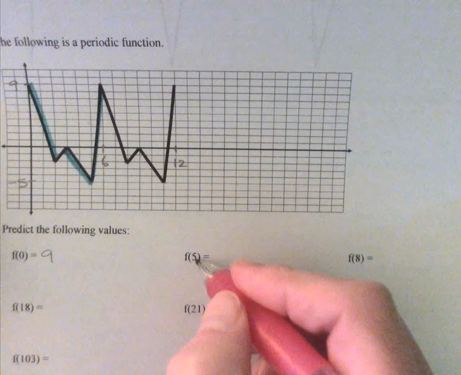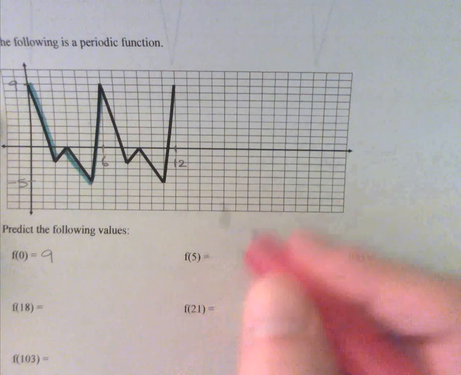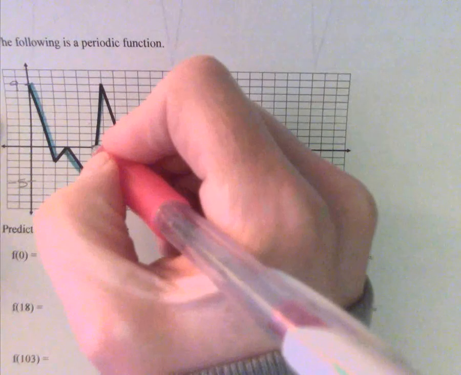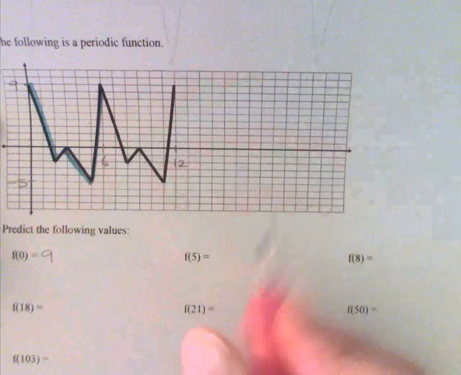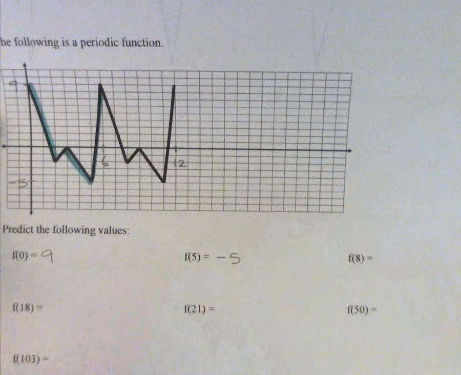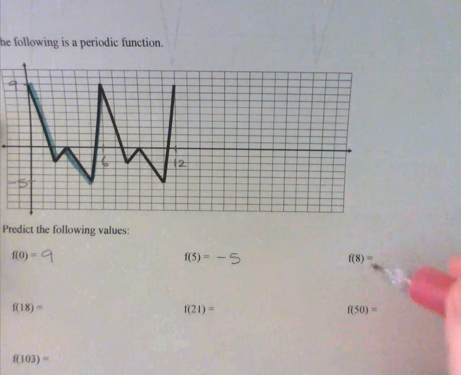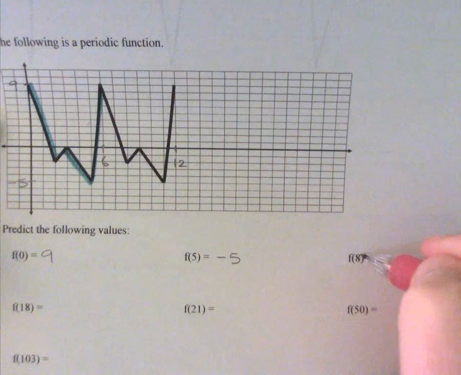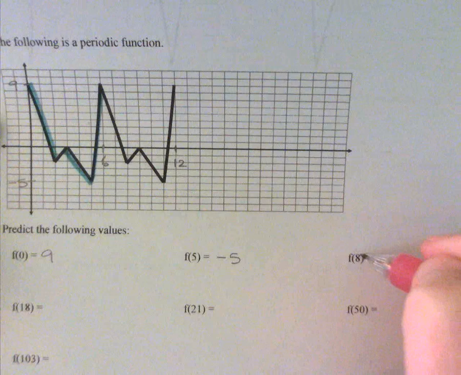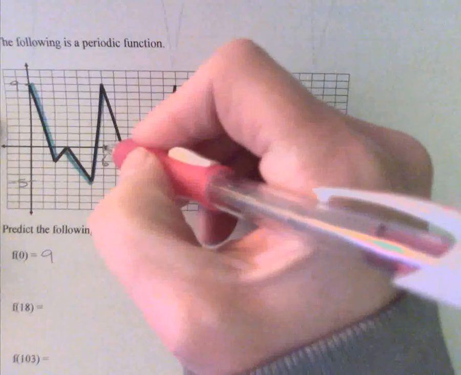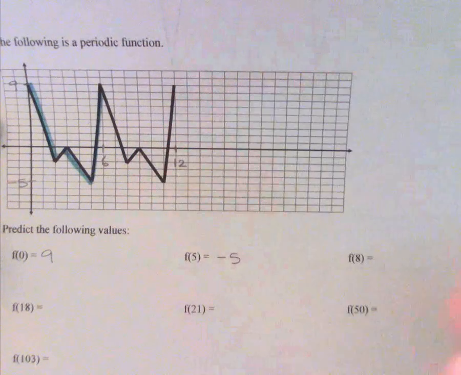If x is 5, what would y be? 5 is here, so y would be -5. If I look for x is 8, so when the function is at 8, what would y be? So there's 6, 7, 8. We would be at -2.